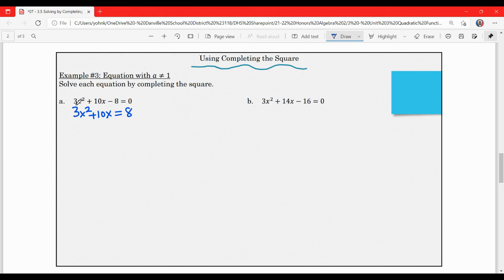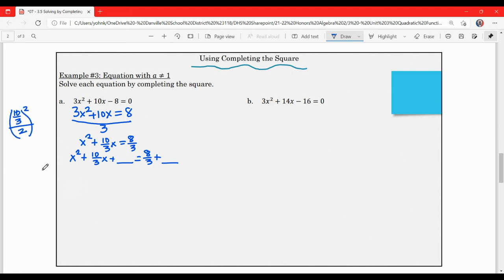Then I need to divide the entire equation by 3 because I need the value in front of the x squared to be 1 in order to complete the square. So dividing by 3 gives me x squared plus 10 thirds x equals 8 thirds. All right, now we're going to complete the square. So x squared plus 10 thirds x plus something equals 8 thirds plus something. Well, to find that something, I take the b value, which is 10 thirds, divide it by 2, and square.